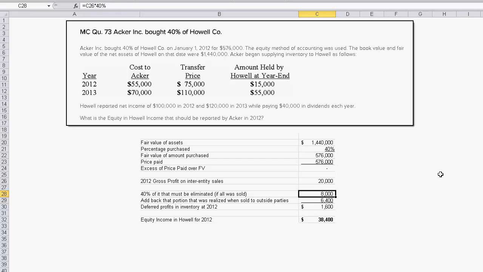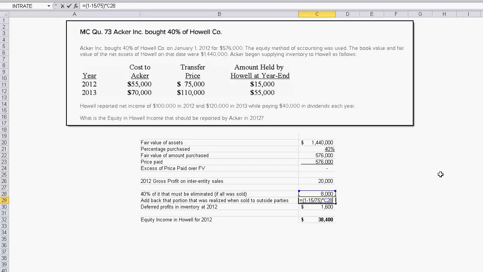Actually, let me say this another way. 40% of it must be eliminated. We could say if none of it was sold. Well, I'm probably making this more confusing than it needs to be, so let me just keep going. If we add back that portion that was realized when it was sold to outside parties, we'd realize that we need to take 1 minus the percentage of the $15,000 of inventory divided by the transfer price of $75,000.